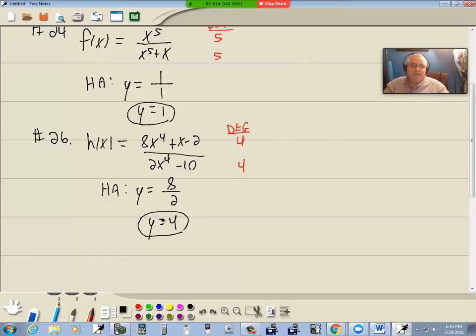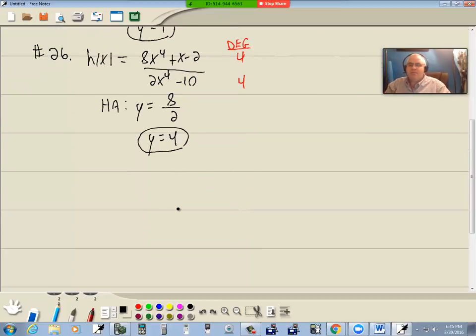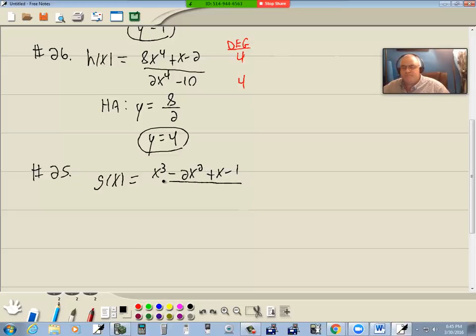Number 25. I know you probably don't see any 4 examples of this, but this is the other type. We've got g of x is equal to x to the third minus 2x squared plus x minus 1 over x squared minus 16, and it's still asking for the horizontal asymptote.